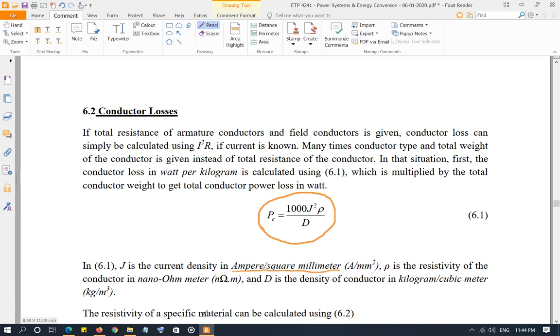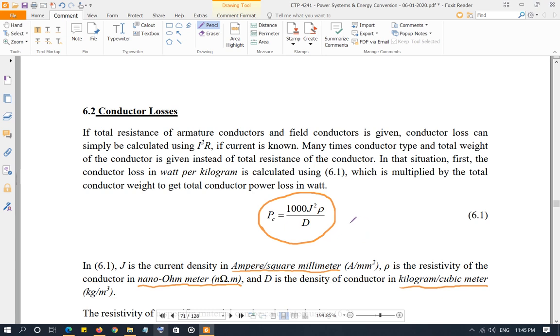Rho is the resistivity of the conductor. Again, the unit of resistivity is generally ohm meter, but in this case we are taking nano ohm meter. And D is the density, for which we are taking standard unit kilogram per cubic meter. Now, why are we taking different units? We are taking different units so that we can get a nice number over here, 1000.